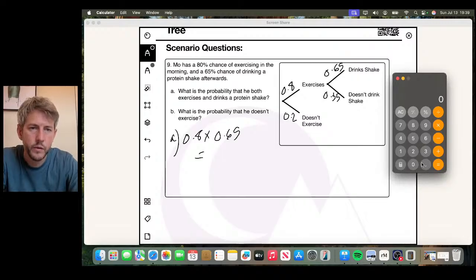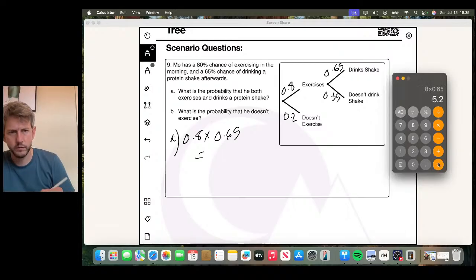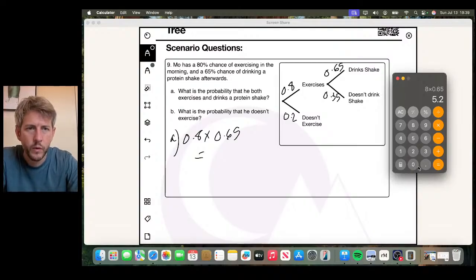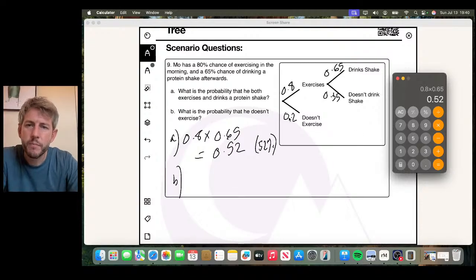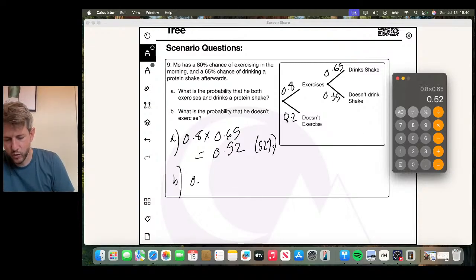Okay, we go 0.8 times. Oh, no. What was that? Well, I guess it's going to be 0.52. There we go. And then B, what is the probability that he doesn't exercise? That's just 0.2 or 20%.